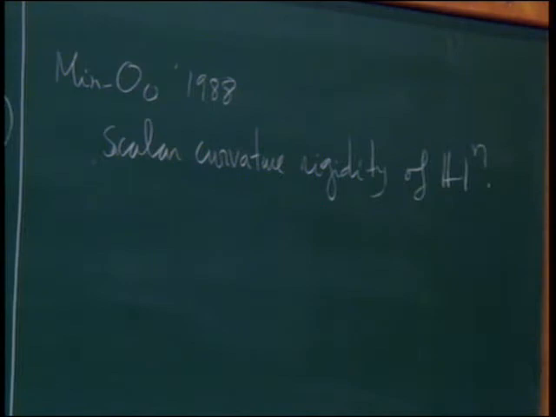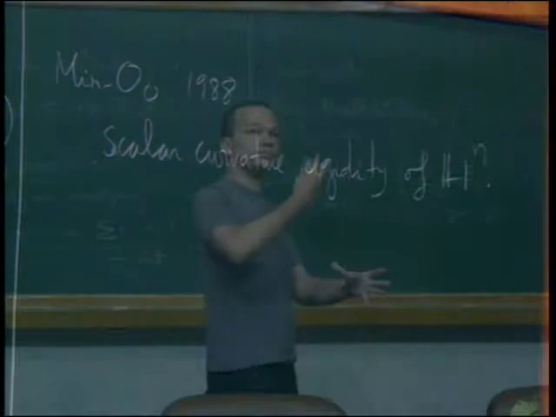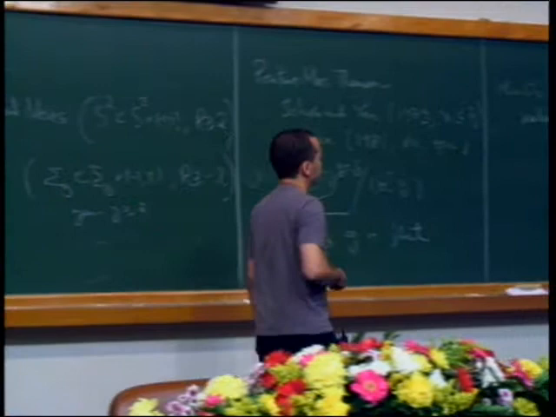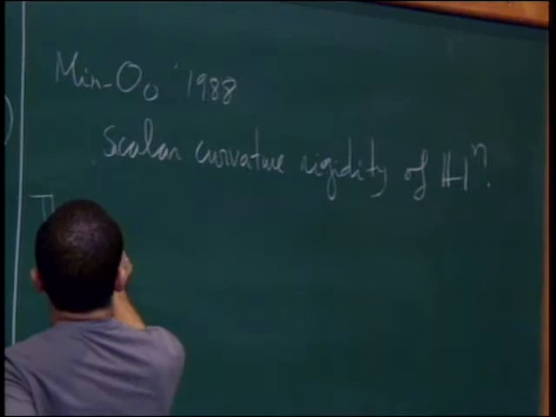And he made a conjecture about the spherical setting, which was known as Min-Oo's conjecture. So he conjectured that if you look at a hemisphere of a sphere, bounded by the equator, the same thing holds: it was impossible to increase the scalar curvature of the hemisphere while keeping the metric fixed near the equator. But it turns out that this conjecture is false. That follows from a theorem from a joint work with Brendle, so it's Brendle, myself, and Neves.